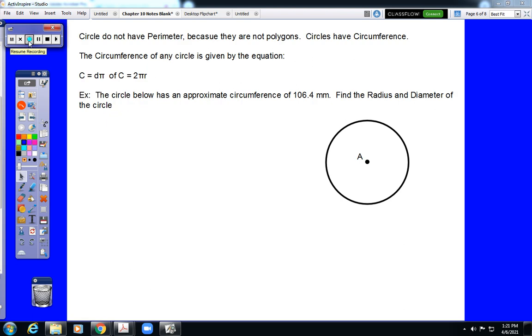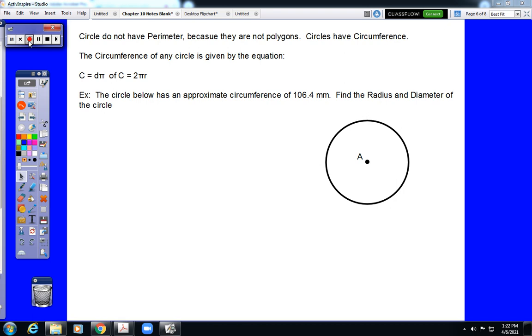Last little bit of so-called new material is not new material, and that is the idea that circles, since they are not polygons, do not have perimeter. They have circumference, and we have two equations for circumference. We have diameter times pi, and we have 2 pi r. Those are both legitimate circumference equations. So the big thing here, and this is what the SAT will do if they ever ask you about a circumference, is they won't say, here's a circle with a radius 3, what's the circumference? They'll go the other direction. They'll say the circumference is 106.4 millimeters. Find the radius and the diameter.